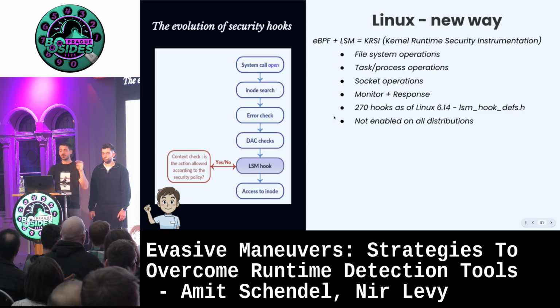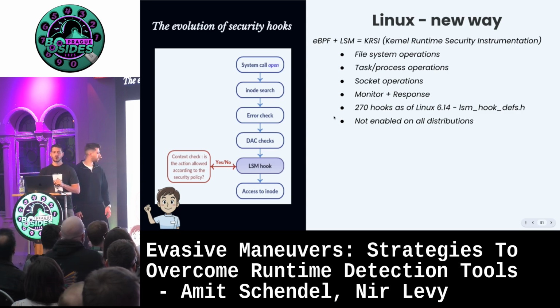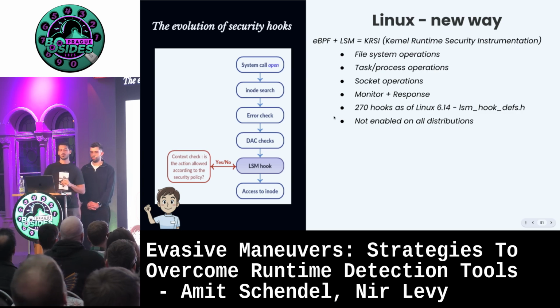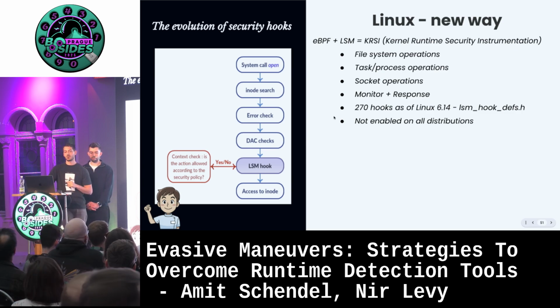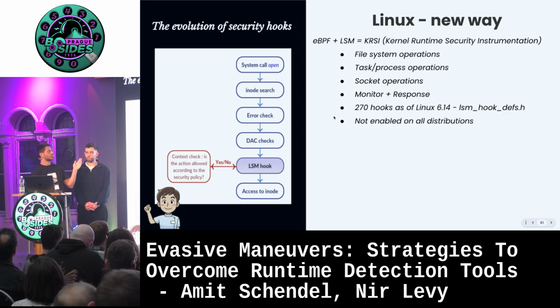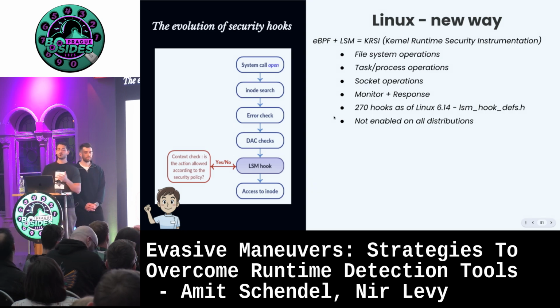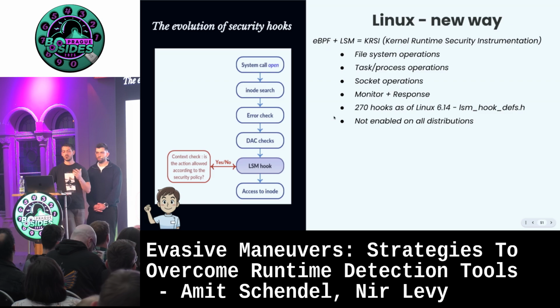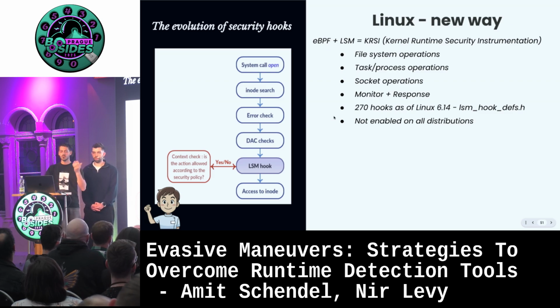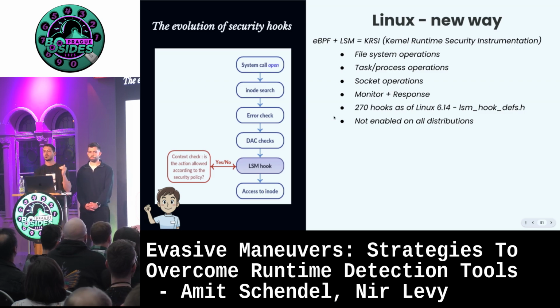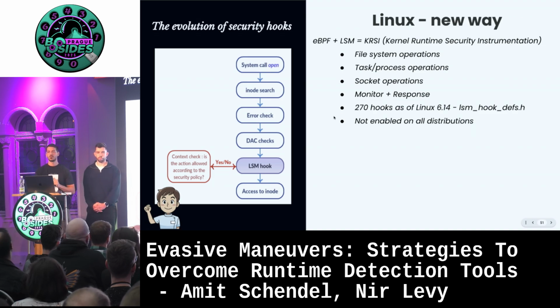So if we look at the left side diagram, we can see the flow of checks that the system call is going through. So for example, the system call open. First of all, we do the inode search, right? We want to see if the file even exists on the machine. Then we have some more checks until we get to the security module layer. Okay?